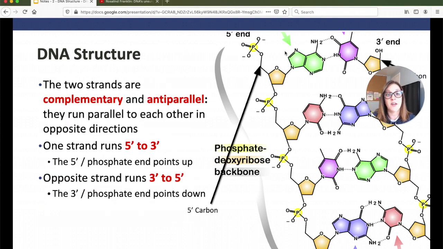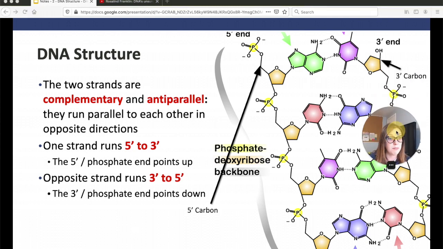The two strands are complementary and anti-parallel. They run in opposite directions. One strand runs in the direction called 5' to 3'. Remember that the 5' carbon is close to the phosphate, so that side is where you've got the phosphate pointing up. In comparison, the opposite strand will be the opposite direction, where the 3' end is up and the 5' end is pointing down, so the phosphate is pointing down.